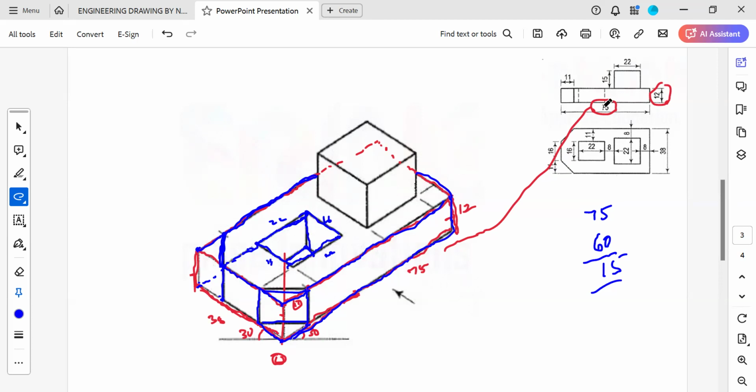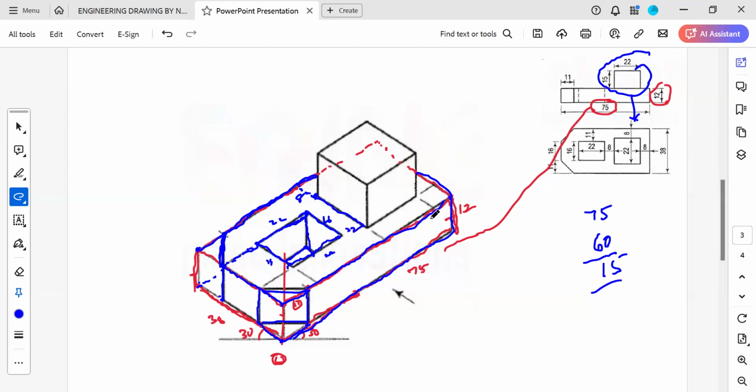Next, for this solid, this is a projected view. Here no dimensions are given. If you measure this distance, you will get 8. So you will get this point. Here you need to measure 16. This length is given as 22. You draw a line like 22 here.